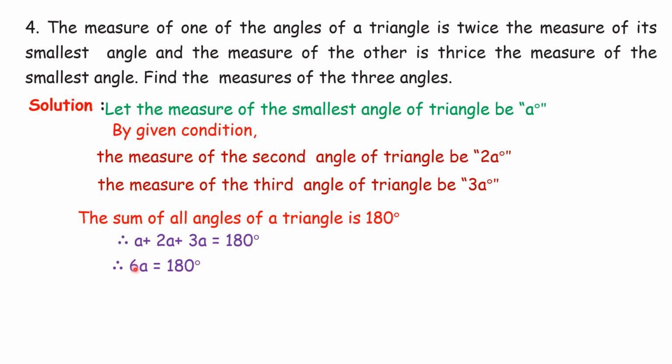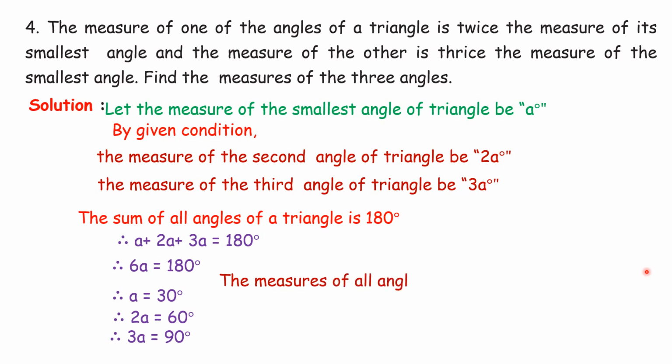This 6 we bring on the right hand side and it becomes division. When we divide 180 by 6, we get the answer A is equal to 30 degrees. Therefore, 2A is equal to 60 degrees and 3A is equal to 90 degrees. The measures of all angles of the triangle are 30 degrees, 60 degrees and 90 degrees.